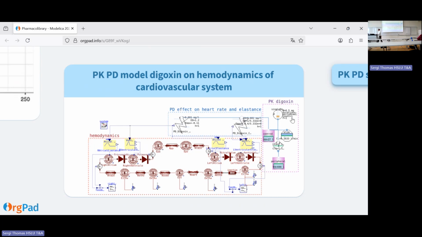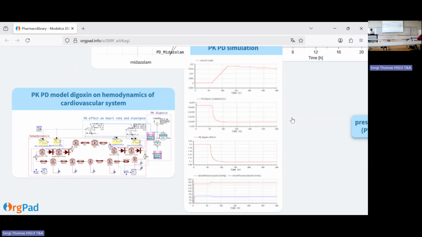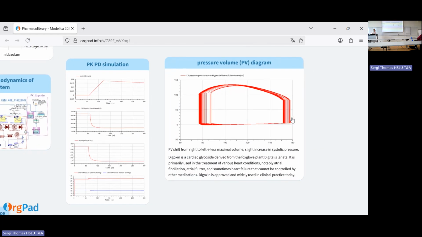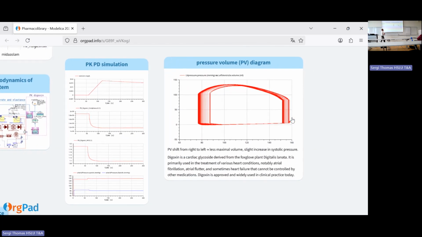So when it is simulated, you can get these curves, but what is more important for cardiologists, and also for students of medicine, is that you see the PV diagrams, and after administering the drug, the PV diagrams go to the left side, so it has some therapeutic meaning.